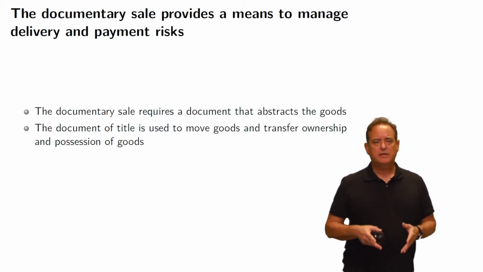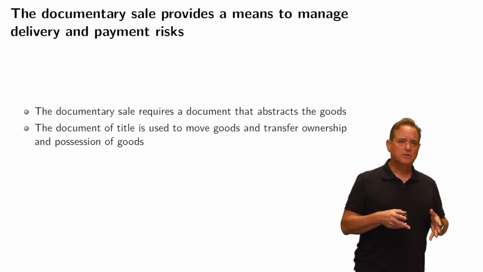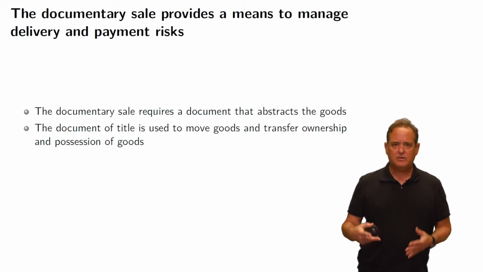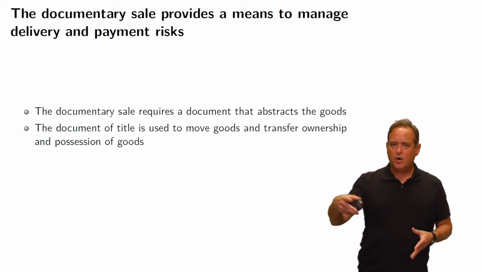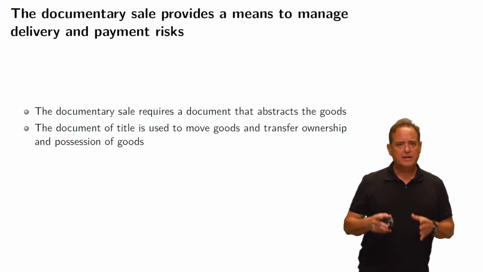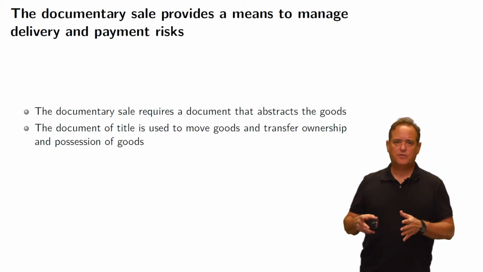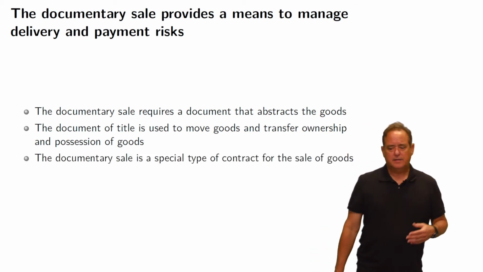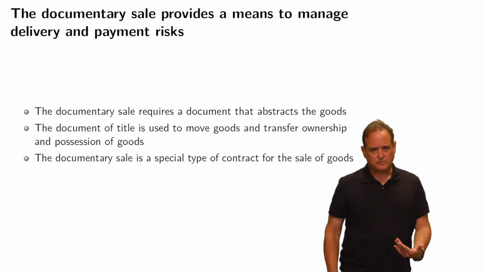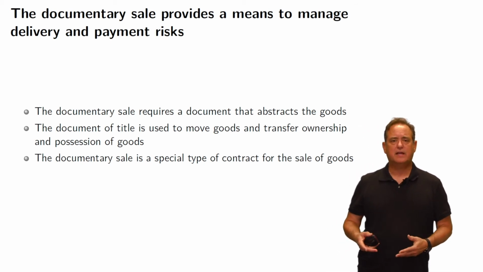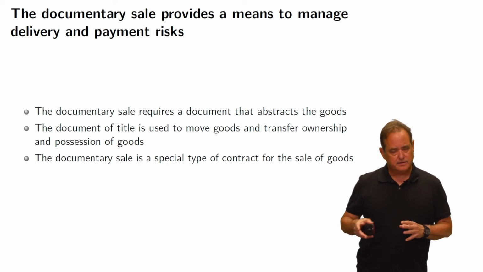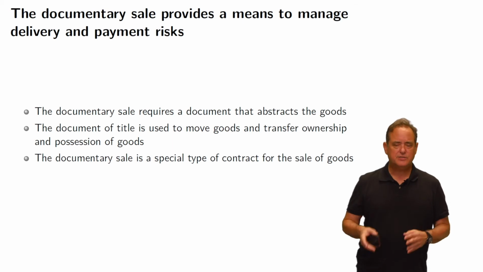The title is what ultimately establishes the right of ownership. If you sell me a car, but you don't give me the title, I have possession of the car, but ownership is retained by you. So when a document of title is created, it separates ownership from possession. The documentary sale is a special type of contract for the sale of goods, in which the focus of the sale is not the transfer of the goods, but the transfer of the title.